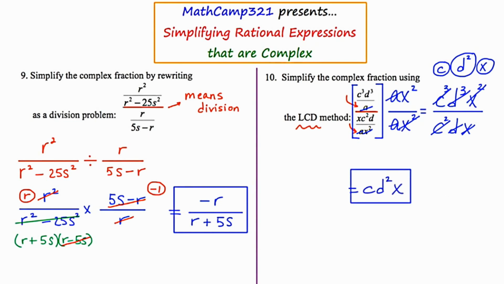So on this slide, I've given you two different ways to simplify a complex fraction. One is to rewrite the problem as a division problem, and the other is to use this thing called the LCD method. Most students aren't as comfortable with the LCD method as method number one, but the LCD method is actually the more efficient way of doing the problem. It requires a little bit less work, so it's something that you should get used to.